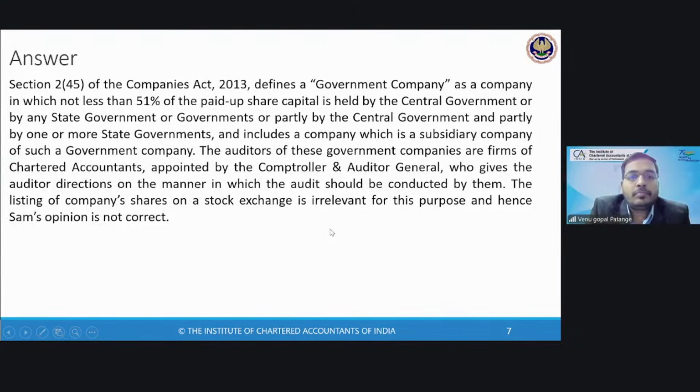So quickly you can go through the answer. The opinion made by Sam is not correct because it says 51% or more, meaning not less than 51%. Still 60% of shares are with government. Hence, it is a public sector undertaking, and C&AG has all the authority to direct the auditor and the company to come and perform multiple types of audit whenever it feels necessary.